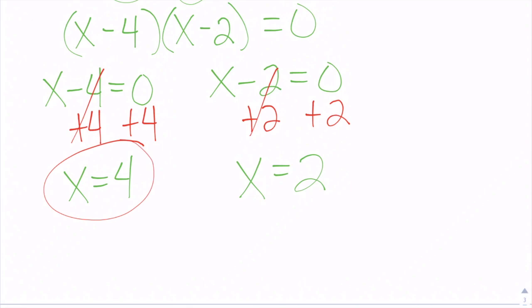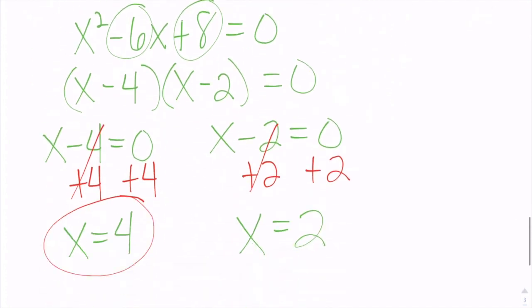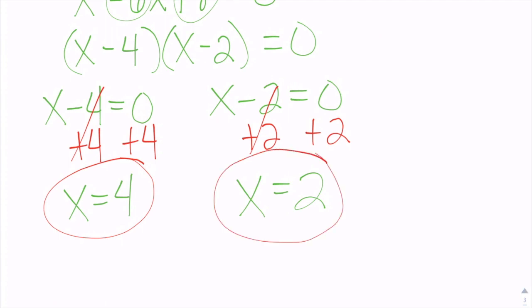Now let's try 2. So if we come up here and we put 2 in for x, the 2 on the left is positive, so that's positive. And then on the right, if we do 3 times 2, that's 6, and 6 minus 4 is 2. So those are both positive, so this is also an answer. So in this case, you have 2 potential answers.